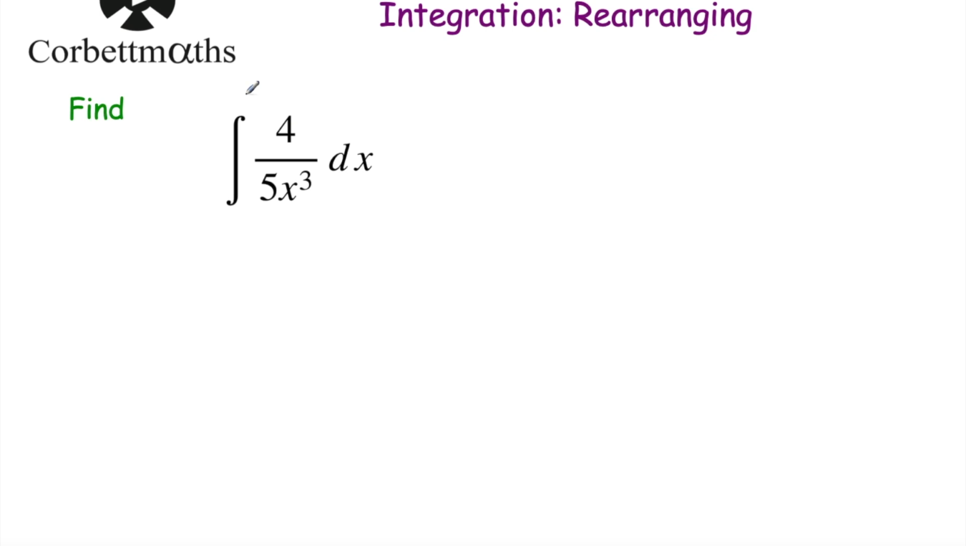So our next one, we've been asked to integrate 4 over 5x cubed with respect to x. So here we want to get rid of this x on the denominator, so we're going to bring it up and give it a negative power. So we're going to have the integral, and here we're going to have this fraction, 4/5, and we're bringing this up and we're going to give it a negative power, so I'm just going to put it there with the negative power with respect to x. So here we've got integrate 4/5 x to the power of negative 3 with respect to x. So we've just brought it up and given it a negative power. And that's it.